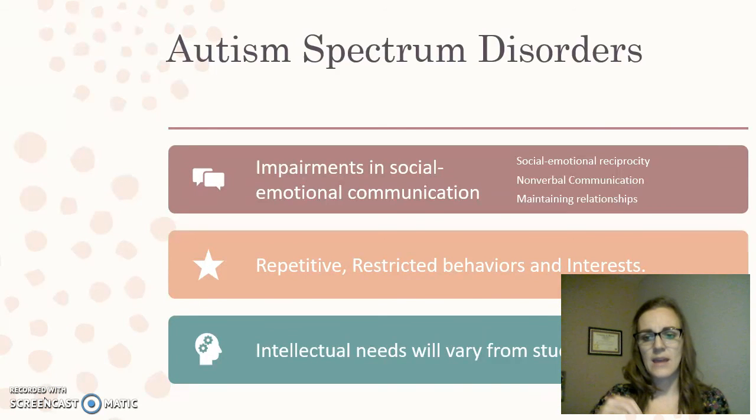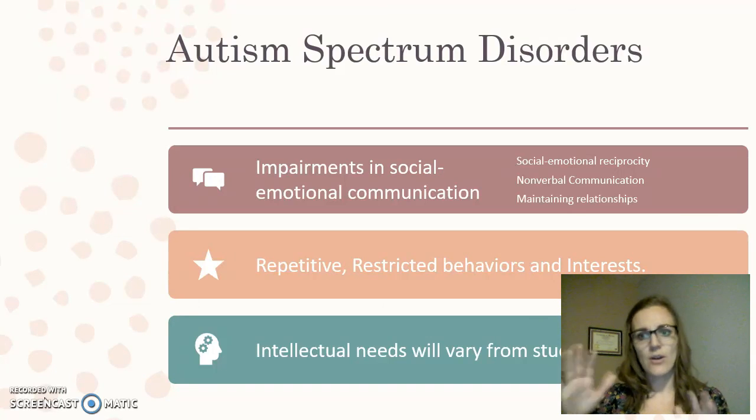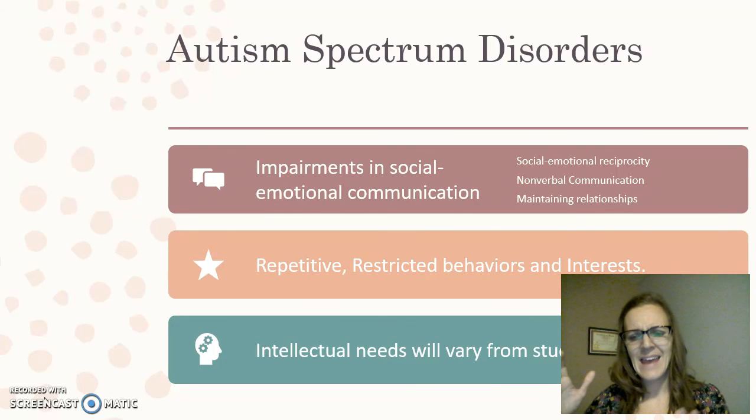The next exceptionality that I wanted to discuss was the autism spectrum disorders. So with autism spectrum disorders, students have impairments in social and emotional communications. And with that, that means that students struggle with social and emotional reciprocity. Sorry, I'm really struggling with that word. They struggle with nonverbal communication, and they struggle with maintaining relationships.